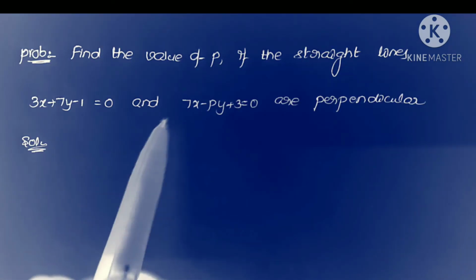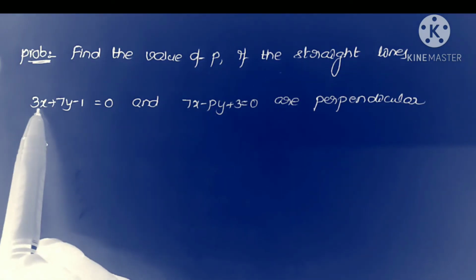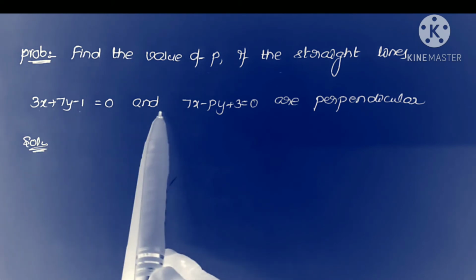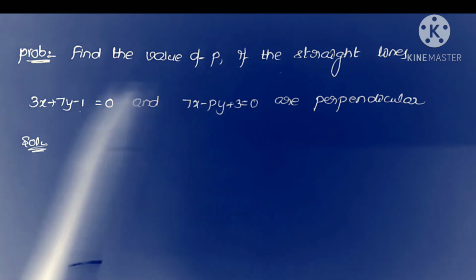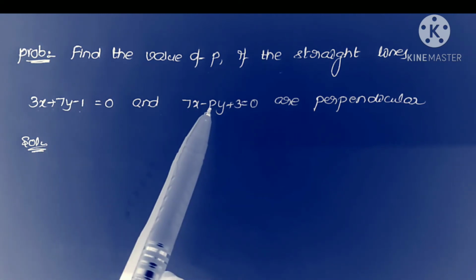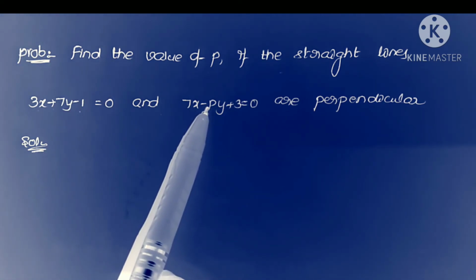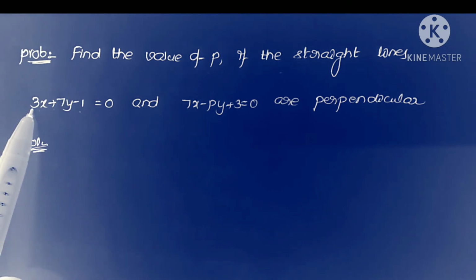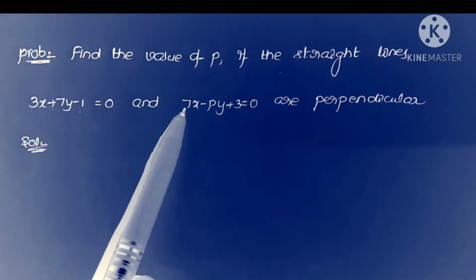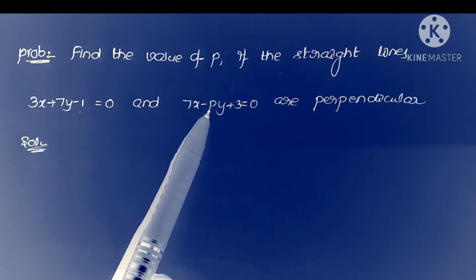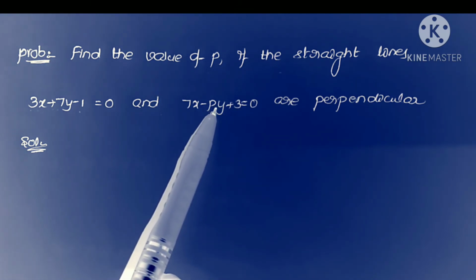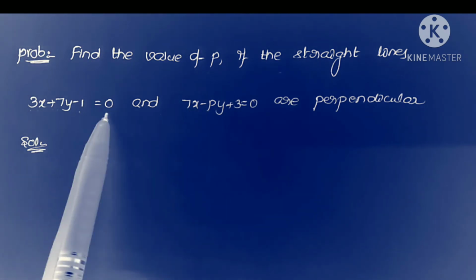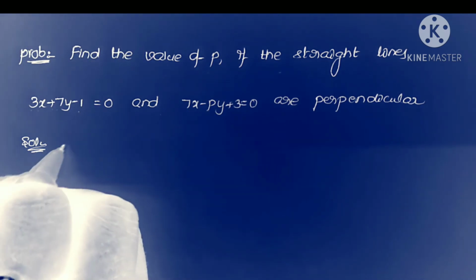That's all. Next problem, find the value of p if the straight lines 3x + 7y - 1 = 0 and 7x - py + 3 = 0 are perpendicular. So first here what is the condition for perpendicular lines? a1 a2 + b1 b2 = 0. a1 is equal to 3, b1 is equal to 7, a2 is equal to 7, b2 is equal to -p. So by applying the condition a1 a2 + b1 b2 = 0, we will get the value of p. That is the procedure.